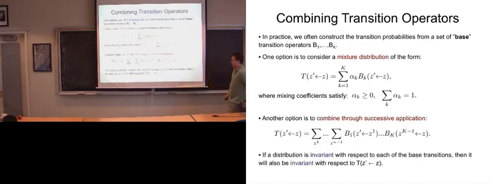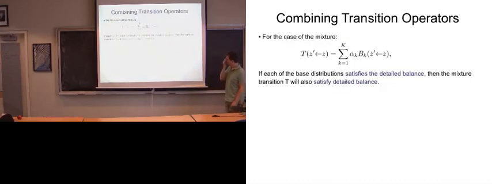Okay? If the distribution is invariant with respect to each of these base distributions, then it will also be invariant with respect to these combined operators. Right, that should be sort of trivial. We'll see some of the applications of that technique here. Let's look at the first case.